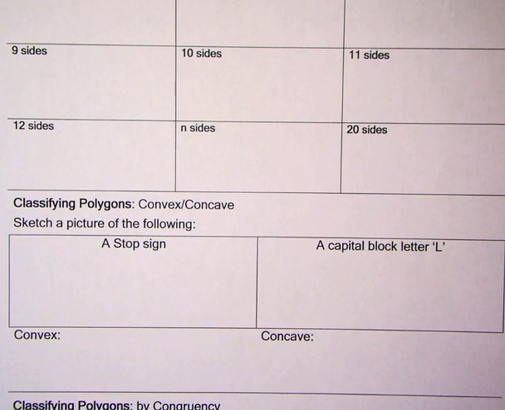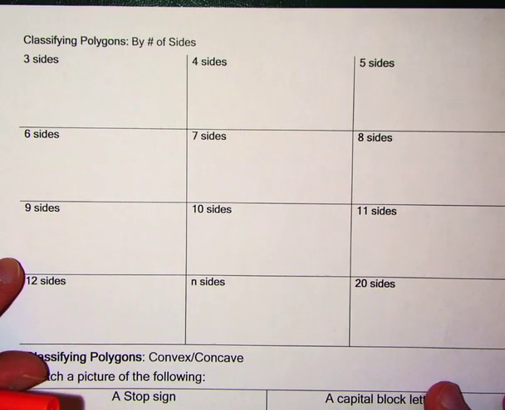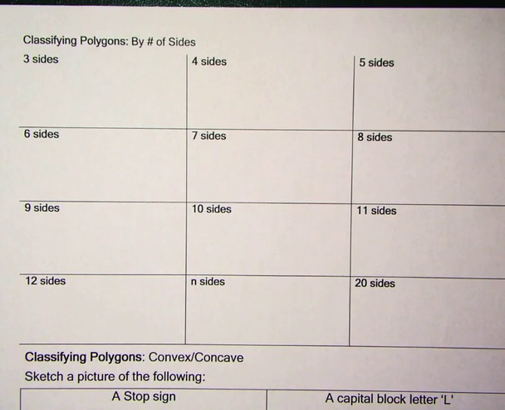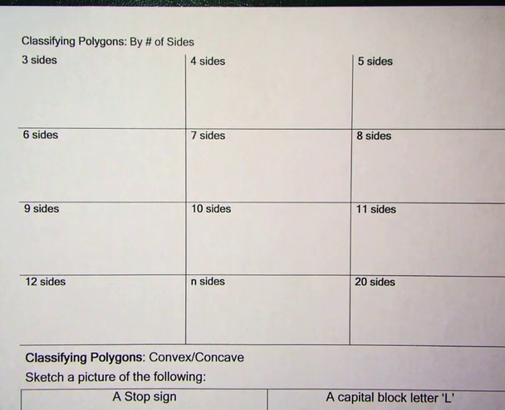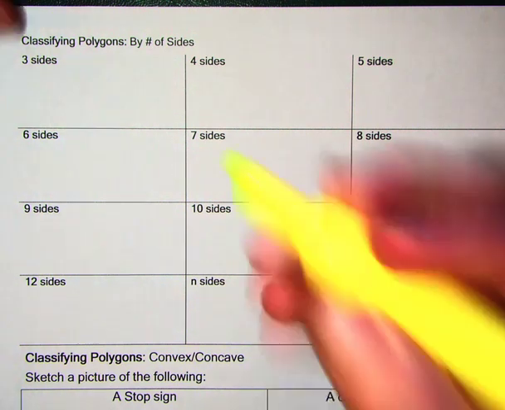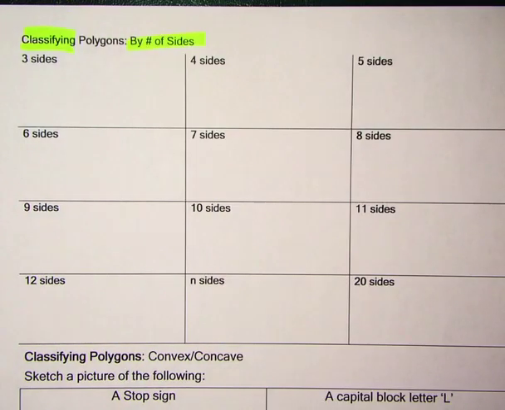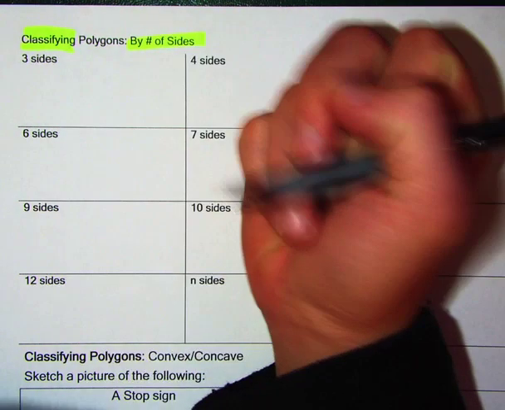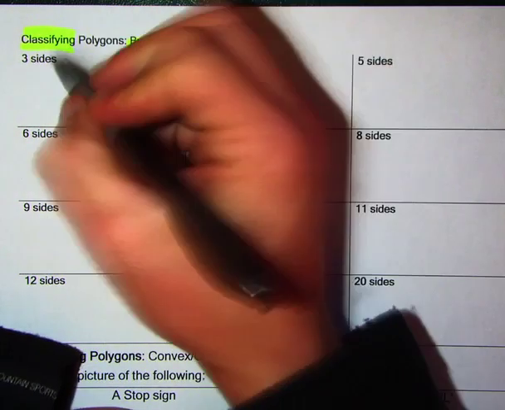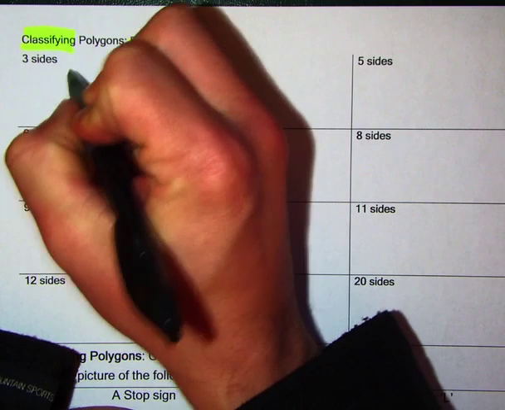Our objective is to classify. Remember what that means, is to put things in groups according to their measure. And so we're going to classify this a bunch of different ways today, but here's one. We're going to classify it by the number of sides first. So up here you see by the number of sides. That's the classifying. And each of these has a different name. For example, I'm going to sketch a picture and write the name of the class for each one, and I'm going to do it quickly.